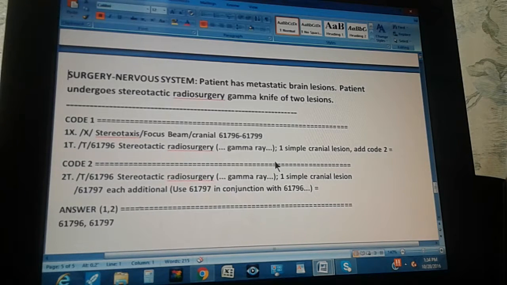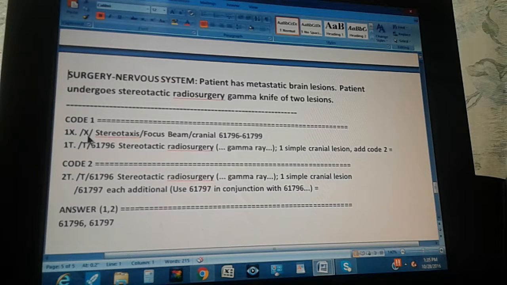This is the summary of the whole problem. It's the surgery section of the CPT code, the nervous system, and the patient has metastatic brain lesions, brain lesions that have traveled from the original site. The patient undergoes a stereotactic radiosurgery gamma knife of 2 lesions. Remember, 2 lesions.